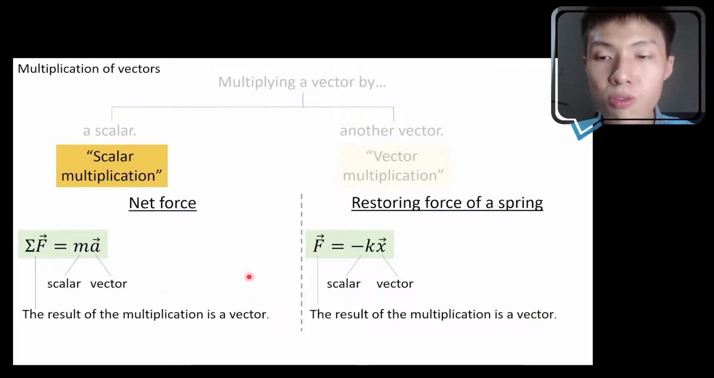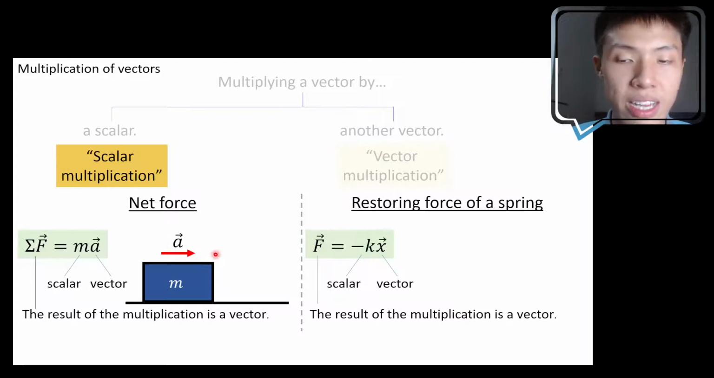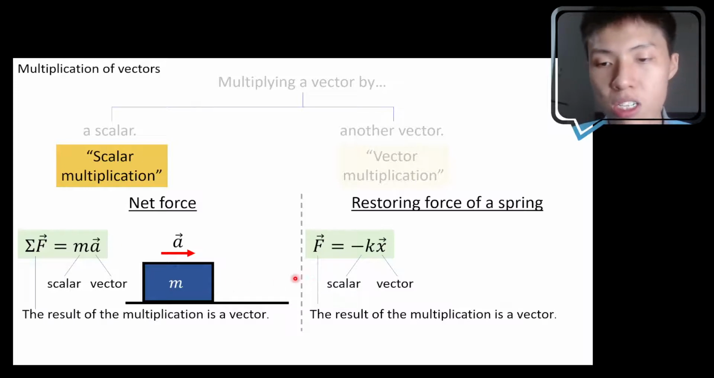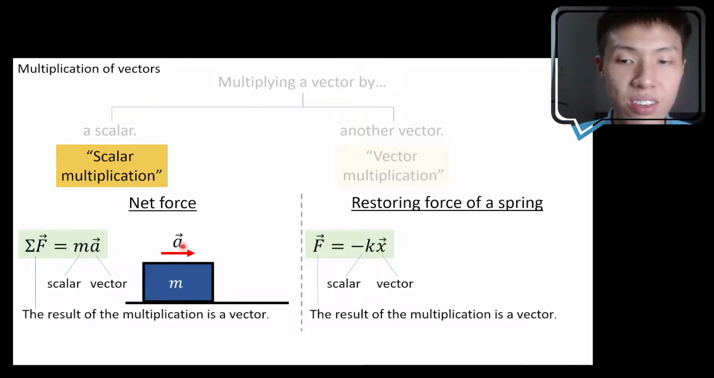Now let's investigate these two concepts more deeply. For net force, we can imagine we have a block with mass m lying on the ground. Then this mass is undergoing an acceleration in this direction. If it's accelerating to the right, there can be two possibilities: either it's moving to the right with increasing speed, or moving to the left with decreasing speed. But let's not deal too much with this. This will be chapter 2.